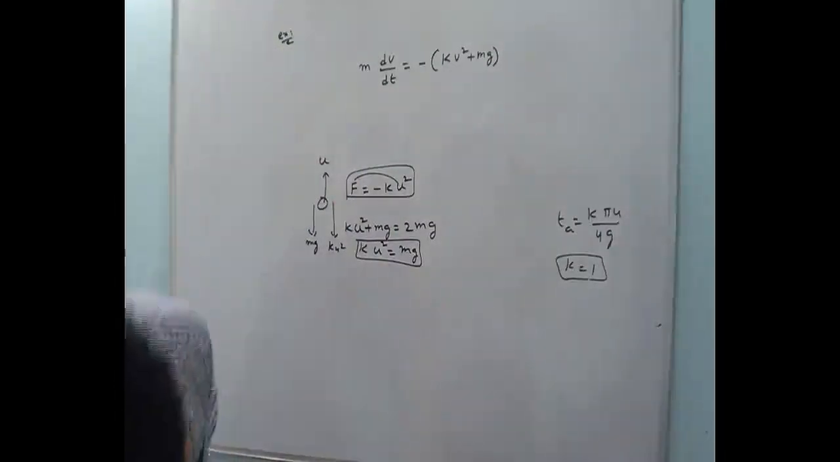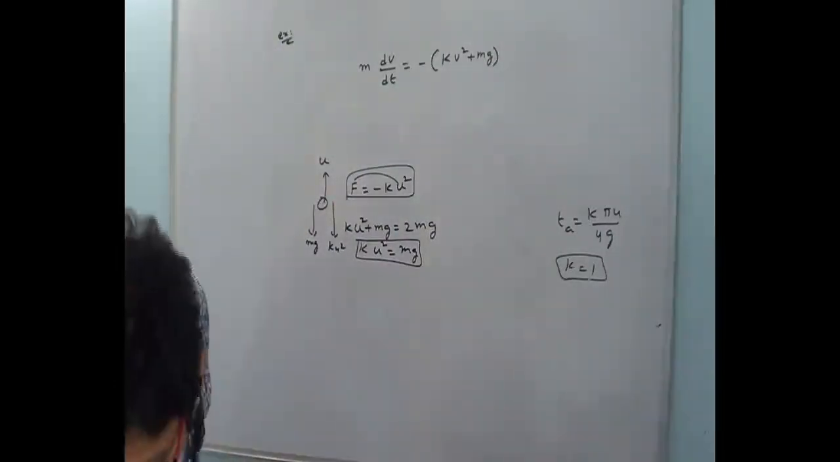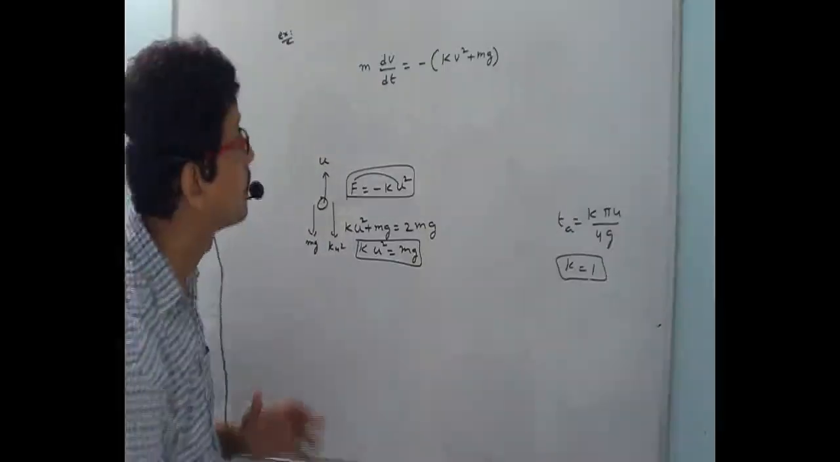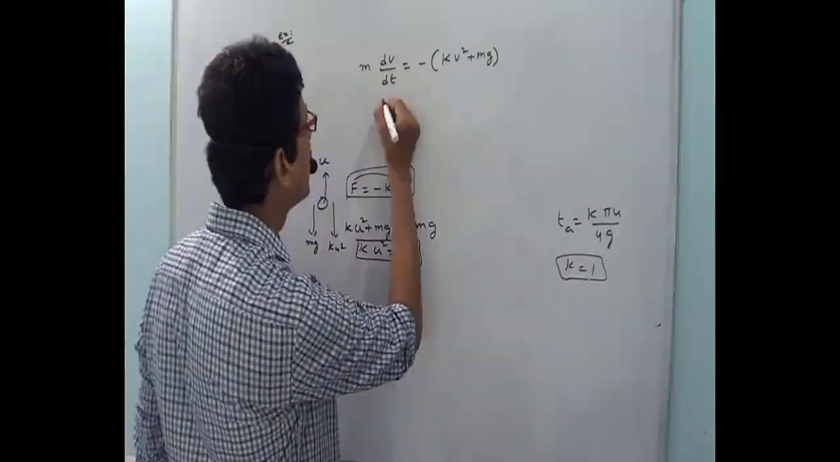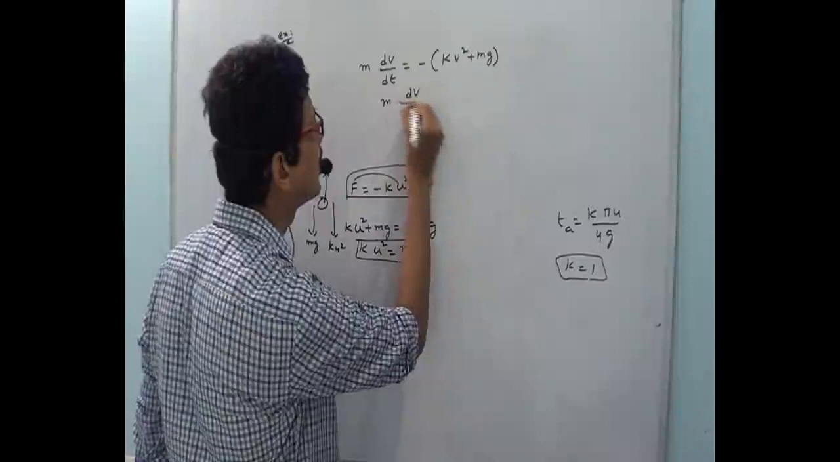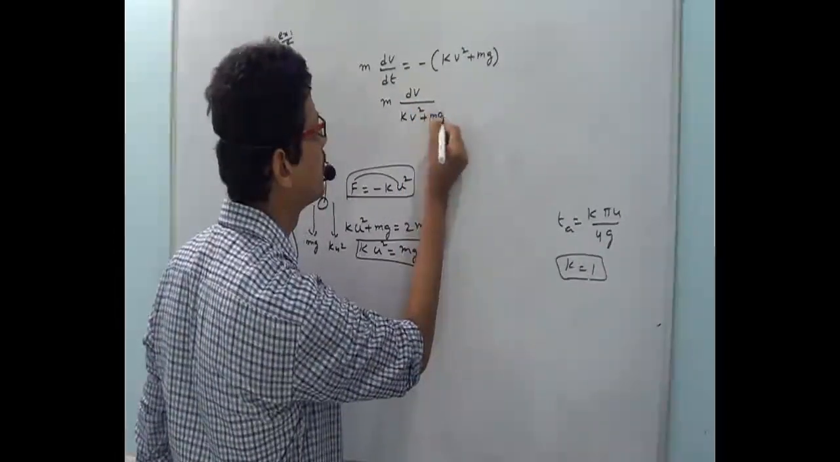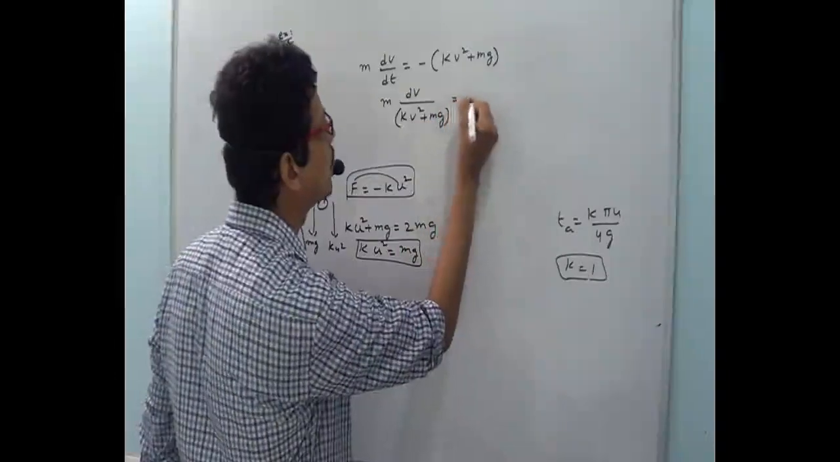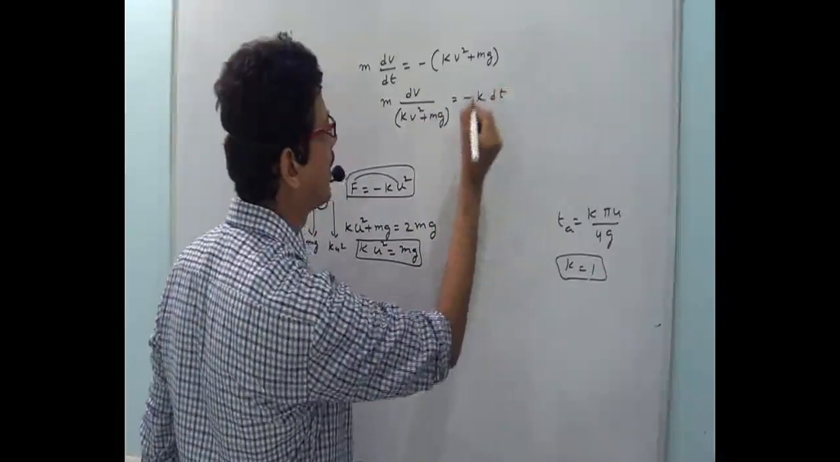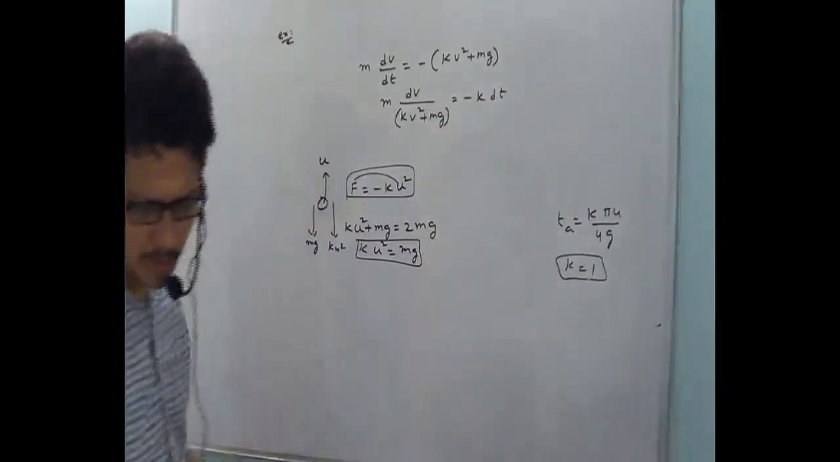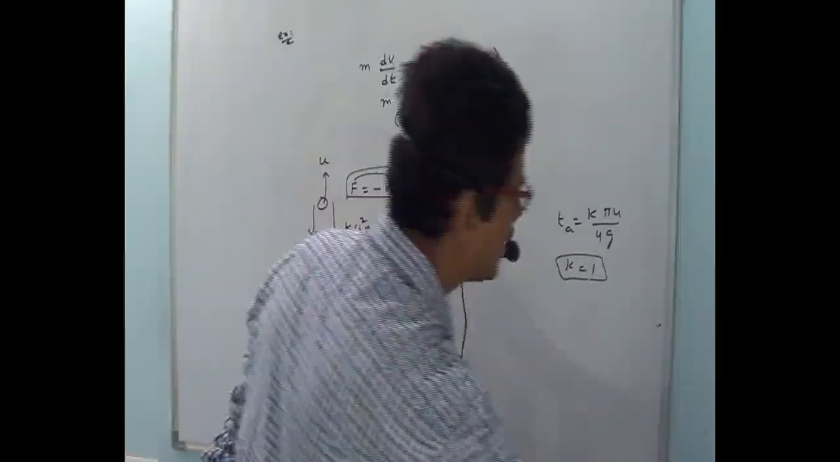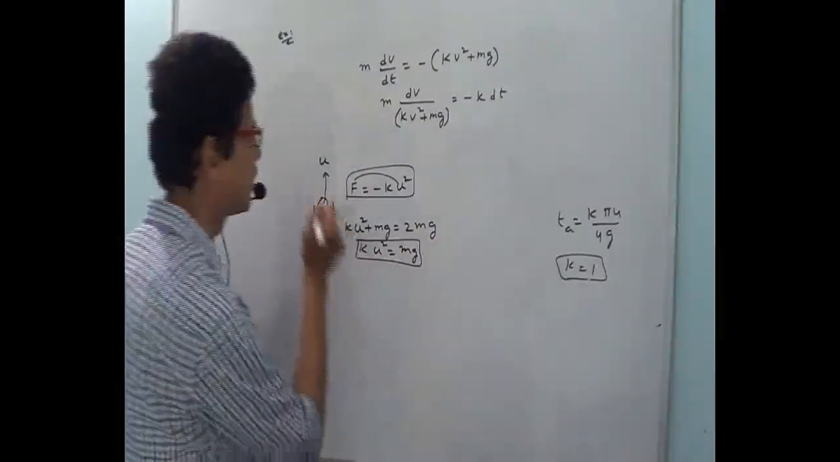Mass of the body is not given, mass m. And m into dv by kv square plus mg is equal to minus k into dt. I can write like this, minus k into dt. What is the answer?